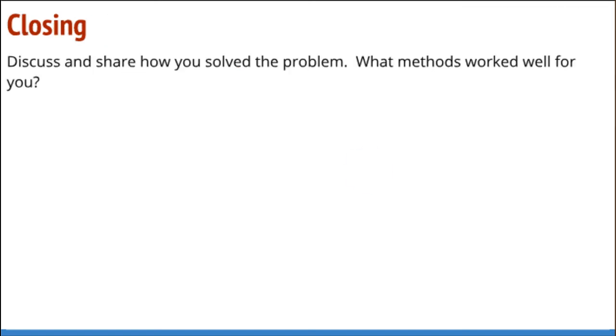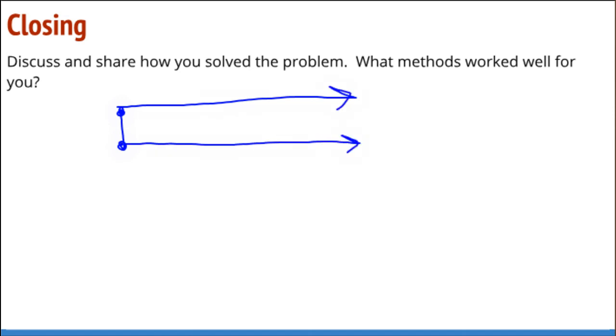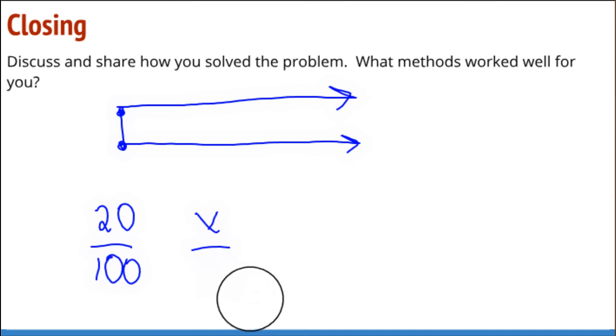All right, so in class we would have a discussion and share how you solved the problem and what methods worked well for you. Well, there were two methods that I really keyed in on today. One was the double number lines, a nice graphical representation, something you can really see what's happening. The other was scaling.